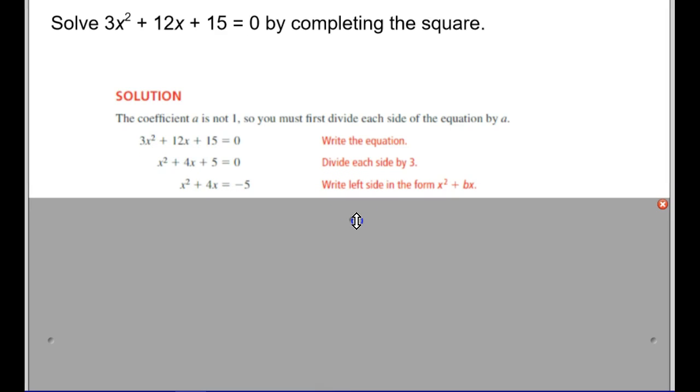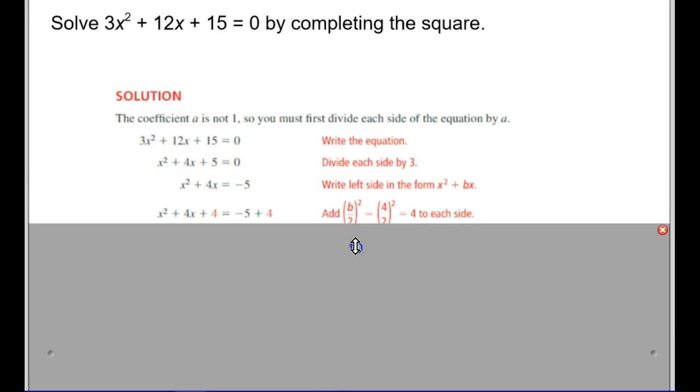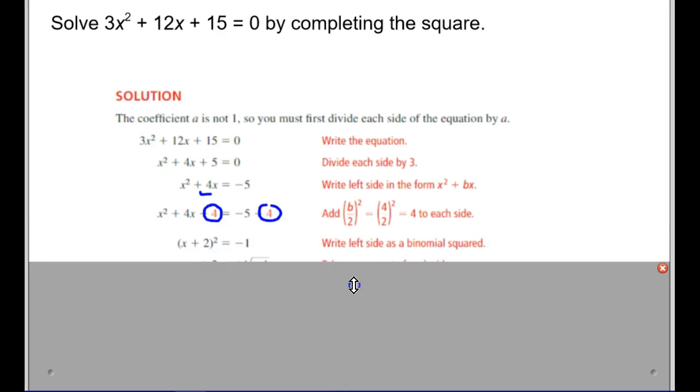So then again, I get my constant over to the other side. So I have only things with my x. Now I have to figure out, what do I add to both sides? So I take my middle term, my b term, and divide it by 2 and square it, which gives me this 4. Divide by 2 and square it, which gives me these 4. And then I can write this as my binomial squared. And remember, I get this 2 by dividing this b term in half. And I simplify my right side.